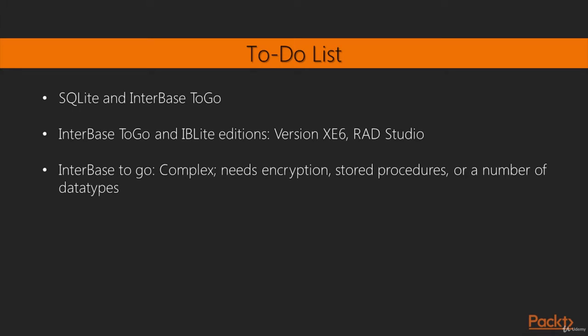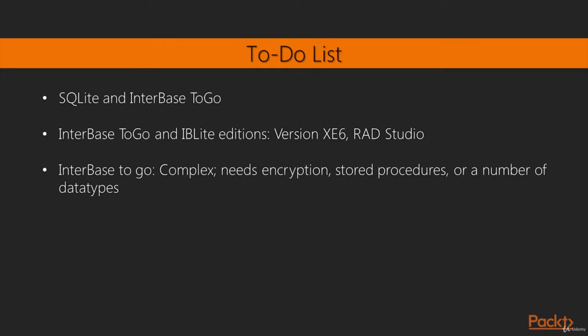When you need a mobile database, you have two choices in Delphi: SQLite, an open-source embedded database, and InterBase ToGo. Since version XE6, RAD Studio has included InterBase ToGo and IBLite editions for embedded application development. You can deploy your mobile applications to iOS or Android devices with an InterBase ToGo license at a cost, or IBLite license free. If your app is a bit more complex, needs encryption, stored procedures, or a number of data types, you definitely have to go for InterBase ToGo. Otherwise, you can use SQLite.